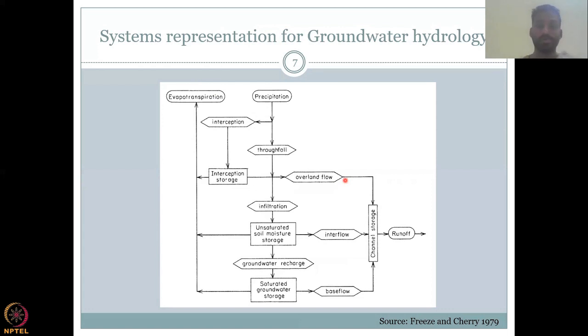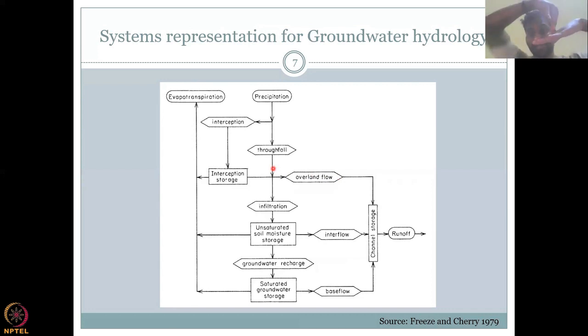There are different terms used for runoff. There's overland flow, bottom end flow, subsurface flow, etc. Here it is given as overland flow. So it is runoff or overland flow. And then the remaining water can go in as infiltration.